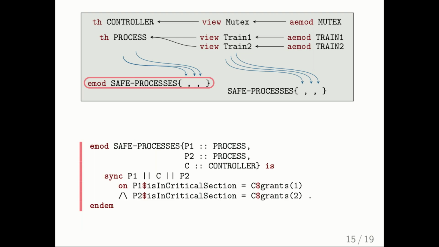Finally, we can write the parameterized module that takes two processes and a controller as parameters and instructs on how to synchronize and compose them. This is not an AE mod, but an E mod. That is, it is egalitarian but not atomic. The syncing criteria are as at the beginning, but now referring to the parameters. We could now instantiate with the views for the train and the mutex controller to get a safe trains system. As I said at the beginning, all I have explained up to now has already been theoretically developed. However, its implementation is work in progress right now.